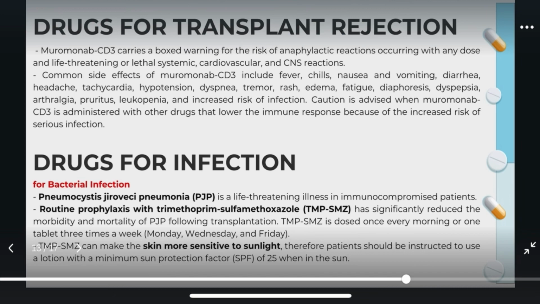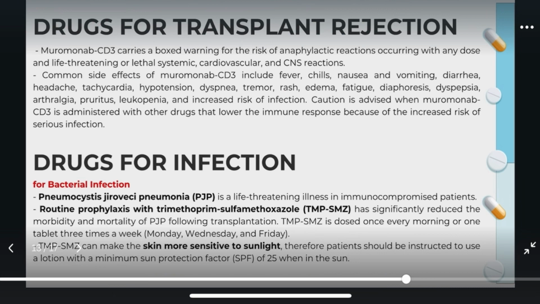Common side effects of muromonab CD3 include fever, chills, nausea and vomiting, diarrhea, headache, tachycardia, hypotension, dyspnea, tremor, rash, edema, fatigue, diaphoresis, dyspepsia, arthralgia, pruritus, leukopenia, and increased risk of infection. Caution is advised when muromonab CD3 is administered with other drugs that lower the immune response because of the increased risk of serious infection.